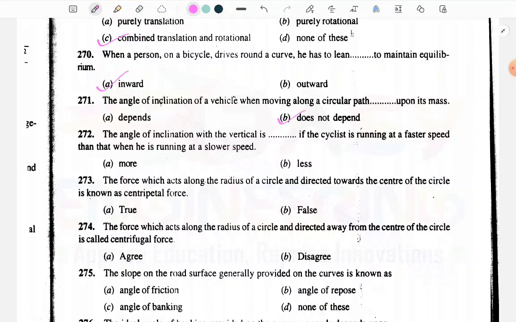The angular inclination with the vertical, what is it saying? If the cycle is running at a faster speed than when it is running at a slower speed, it should be less. If it is moving with high speed, you have to bend very near to the earth. 272 is A.